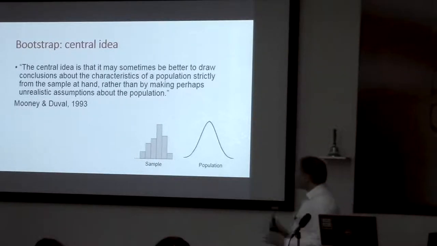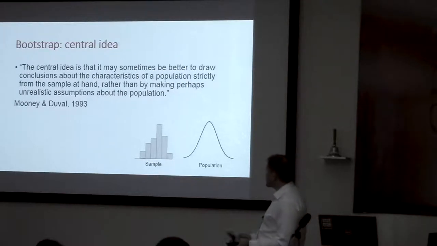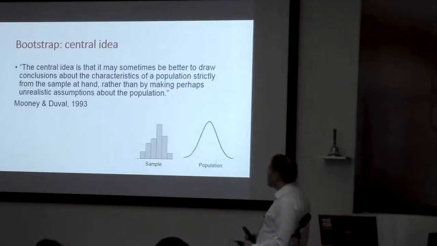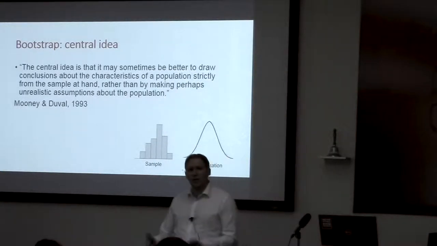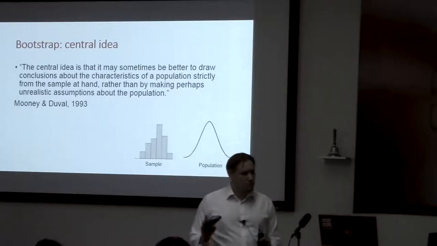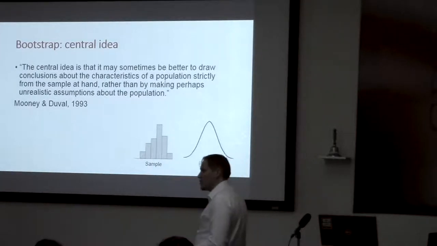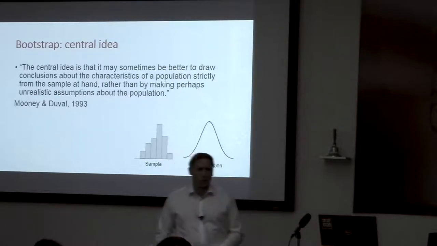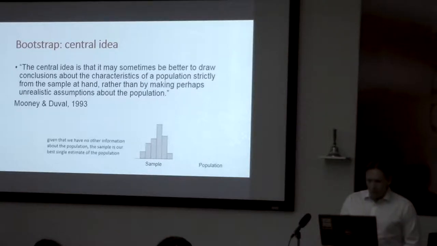Well, the central idea of Bootstrap is simply to say that sometimes it's better to draw conclusions about the characteristics of a population from your sample at hand, rather than making perhaps unrealistic assumptions. So typically, we assume normality, therefore I can use the central limit theorem, and I can assume Gaussianity. And then I do my statistics based on this being normal data. That's basically what it's there for. It's like, okay, just forget that, because maybe the data are not normal.